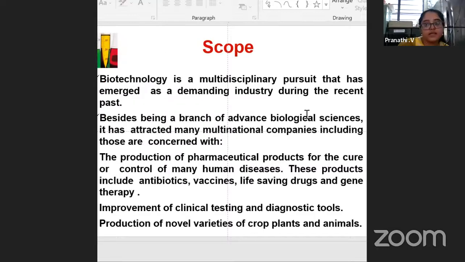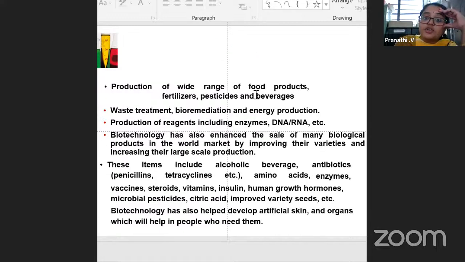Now, what is the scope of biotechnology? Again, it is a multidisciplinary pursuit. So you have different kinds of antibiotics, life-saving drugs, gene therapy, all of it coming under it. You can use it for drug testing, clinical testing, diagnostic tools, and novel varieties of crops. Then you have production of food products, fertilizers, pesticides, beverages, and of course wastewater treatment, irrigation, energy production, all of it. And different kinds of synthetic enzymes are also being produced, and we have to include alcoholic beverages. Antibiotics, you name your antibiotic, all of it has been produced through biotechnology, and industrial production of antibiotics also has to be taken into consideration.